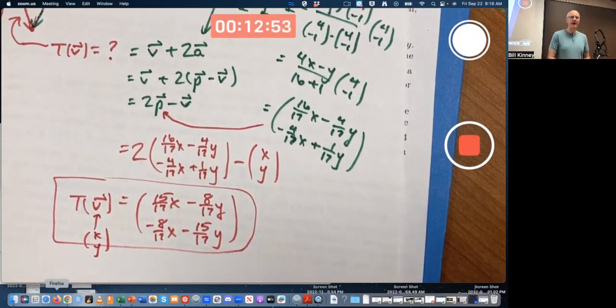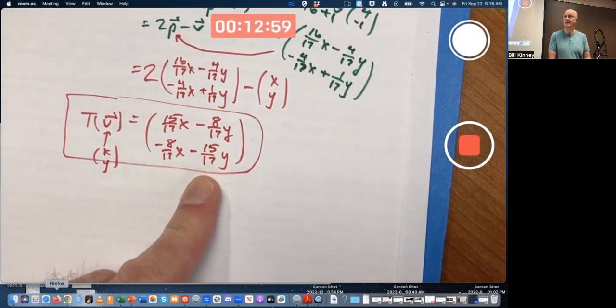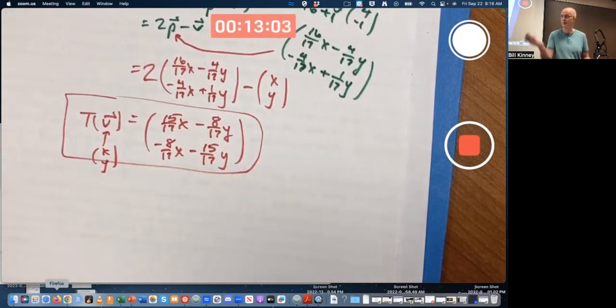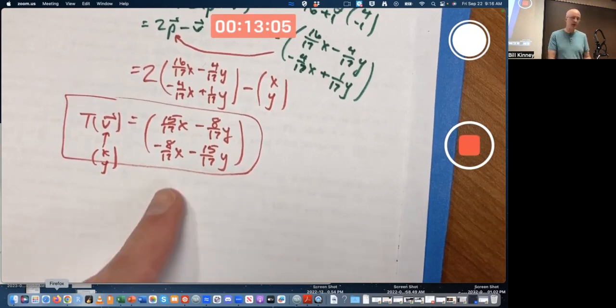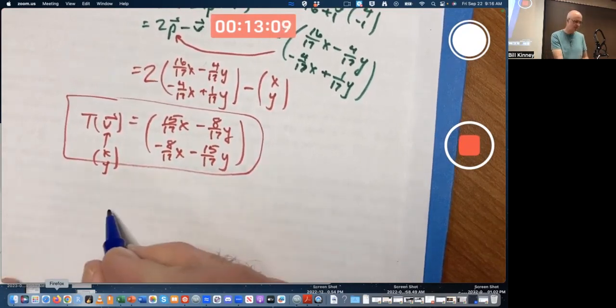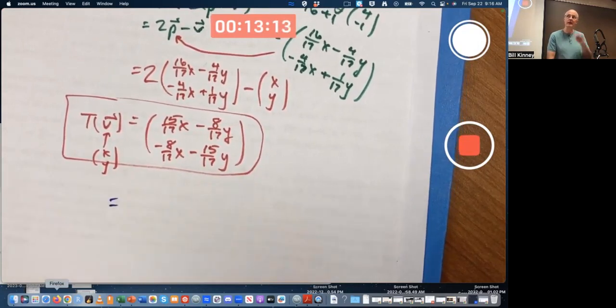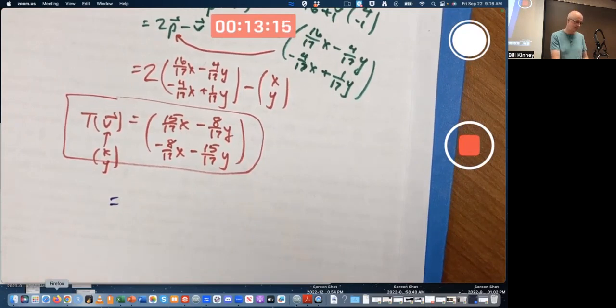Something very important that I want to add to this is the following. This could also be thought of as a matrix times a vector. This is a linear transformation. To confirm that, how can we write this as a matrix times a vector? Listen very carefully. This is really important. We can separate this into a linear combination of vectors.